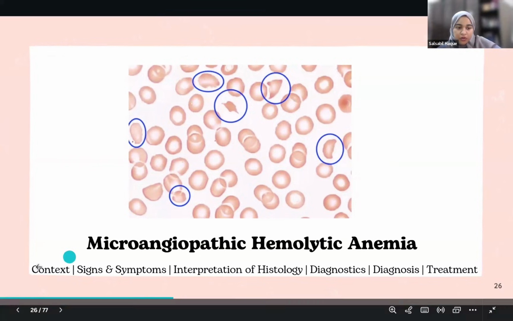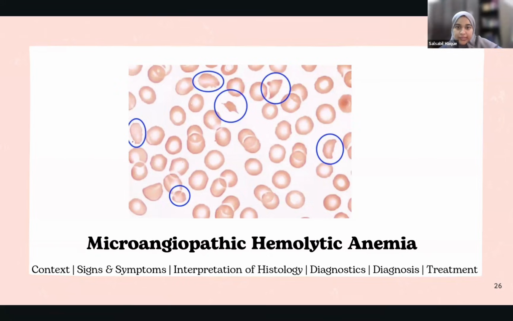So now we're talking about the context. Because remember, for every disease, you need to know all of these things. So what is the context? What age group do you see hemolytic uremic syndrome in? It is usually seen in children. Okay, and then what causes it? Usually, it is caused by Shiga toxin, caused by EHEC or enterohemorrhagic E. coli. Okay, what are the signs and symptoms?